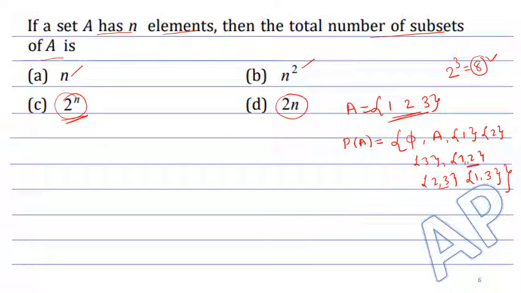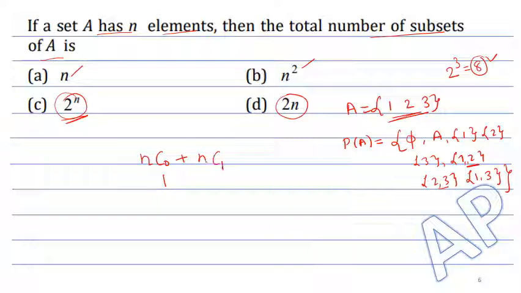ಇದನ್ನ ಜನರಲೈಸ್ ಮಾಡಿ ಹೇಳ್ಬೇಕಂತಂದ್ರೆ ಈಗ ಪವರ್ ಸೆಟ್ ಆಫ್ A ನಲ್ಲಿ 2 to the power of n ಗೆ ಫಸ್ಟ್ NC0 ಅಂತೀವಿ. NC0 ಅಂದ್ರೆ ಸೆಟ್ ಕಂಟೈನಿಂಗ್ 0 ಎಲಿಮೆಂಟ್ ಏನಿದೆ ಅದು NC0 ಅಷ್ಟು ಇರುತ್ತೆ ಅಂತ. ಅಂದ್ರೆ 0 ಎಲಿಮೆಂಟ್ ಇರುವಂತದ್ದು 1 ಸೆಟ್ ಇರುತ್ತೆ. ವಿ ನೋ ದಟ್ NC0 ಅಂದ್ರೆ 1.